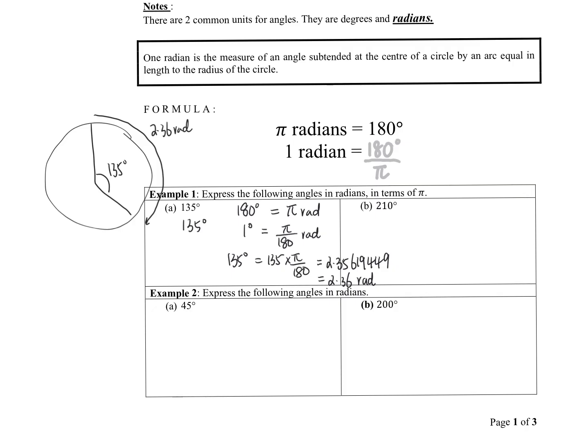Did they say in terms of pi? If they say in terms of pi, then you don't need to evaluate. Just give me the 135 over 180. So you should get 3/4 pi. So just evaluate with the calculator, evaluate the shaded one and then leave this as this.